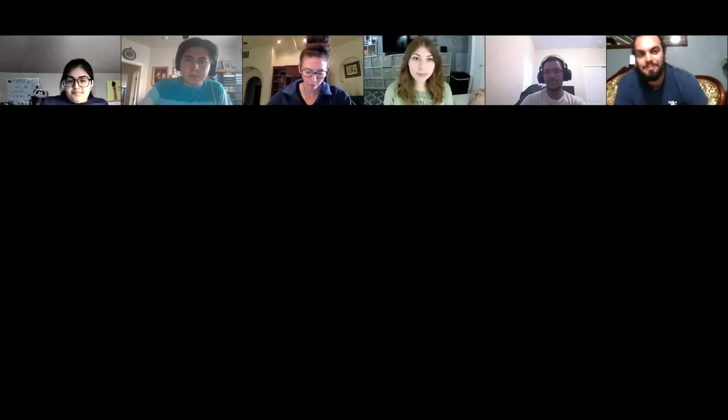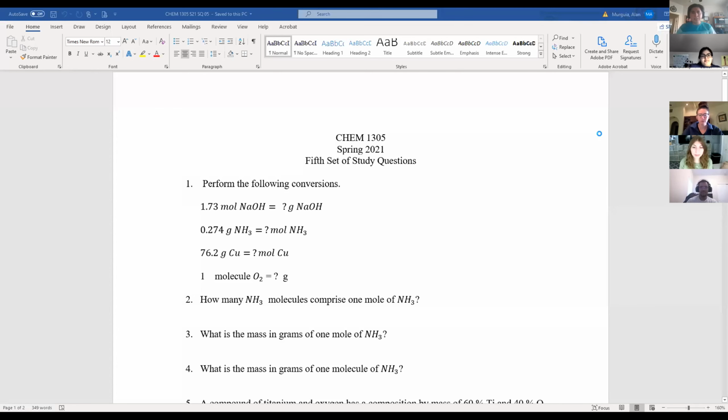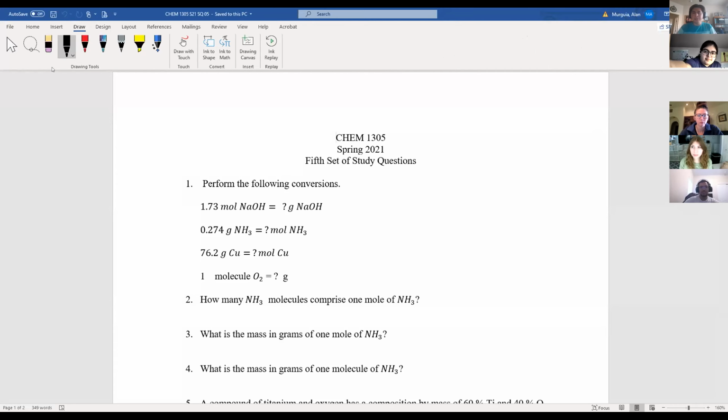So let's start off with conversions. So mole conversions, from mass to moles, etc. Right? So let's start off with the first thing we have here, which is 1.73 moles of sodium hydroxide to grams of sodium hydroxide. So who can tell me how can we convert my moles of sodium hydroxide to grams of sodium hydroxide?